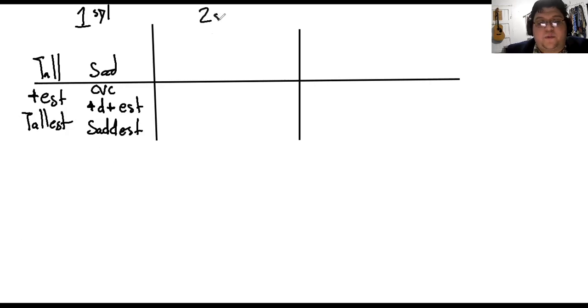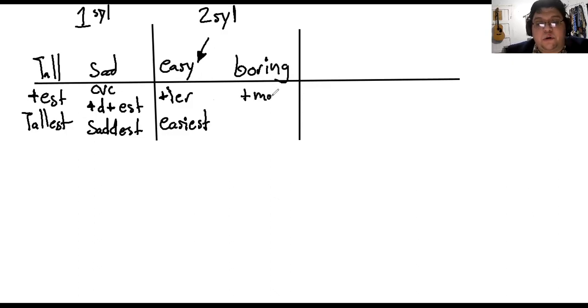Now, what if it's two syllables long? Again, they're the same rules. For example, easy, all right? Easy, because it ends with a Y, you're going to take off the Y and add I-E-S-T, right? And get something like this. Easy, est. And the same thing, if the word is two syllables, but it doesn't end with a Y, you just add most, right? Most boring.